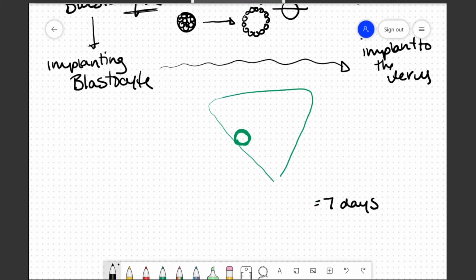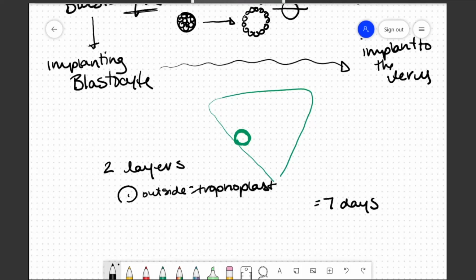What's interesting about this implanting blastocyte is it will start having 2 layers. The first layer will be an outside layer that will be called the trophoblast.